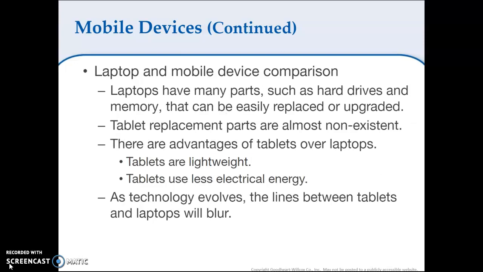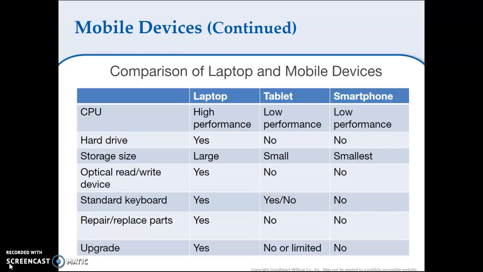Laptop and mobile device comparison also is going to include laptops having many parts, such as hard drives and memory, that can easily be replaced or upgraded. So now these different parts of these devices can be changed rather than having to replace the entire device at once, which is what normally has to happen with a tablet. There are also advantages of tablets over laptops. Tablets are lightweight. Tablets also use less electrical energy. And as technology evolves, the lines between tablets and laptops will blur as they begin to be closer and closer related in terms of their capabilities.